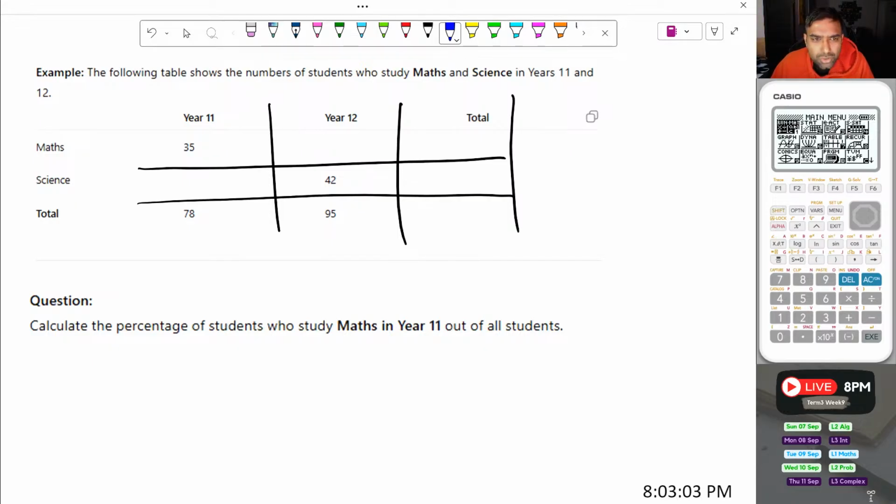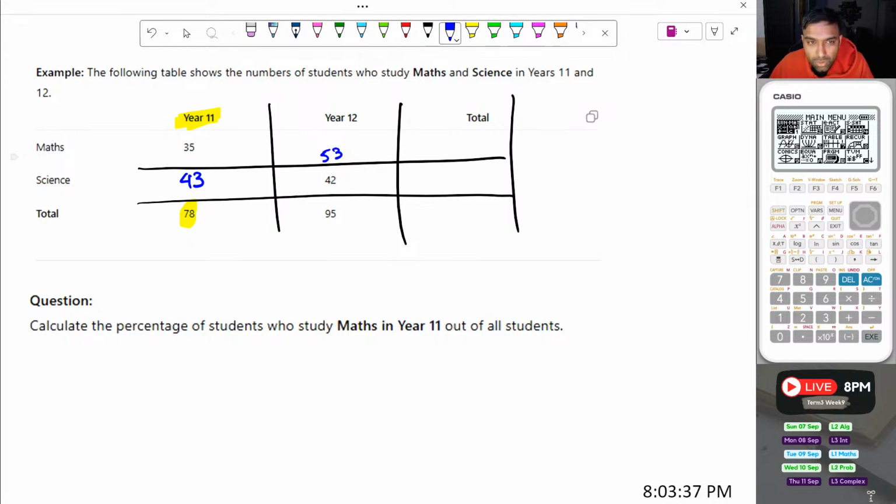So it shows who's studying maths and science in year 11 and 12. So when we look at this 78 here, this is 78 students in year 11. So you've got to take the calculator out, and you've got to find out all these other numbers, literally fill the table up. That's what it is. So 78 take away 35, that's going to be, I don't know, 43. So that's going to be 43, is it? Yep. And then you've got 95 take away 42. That's going to be 53.